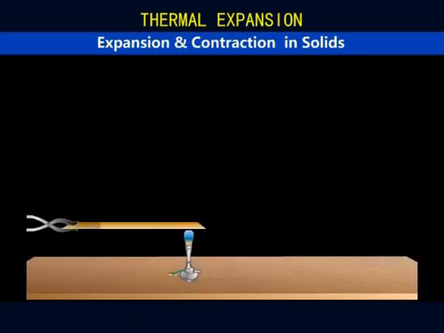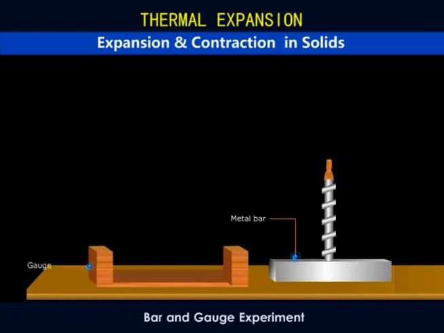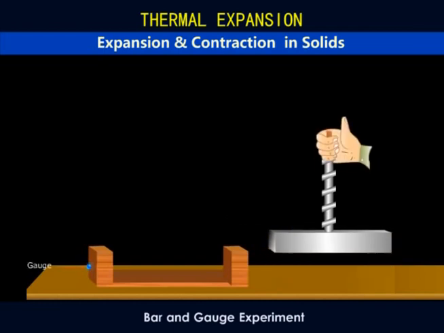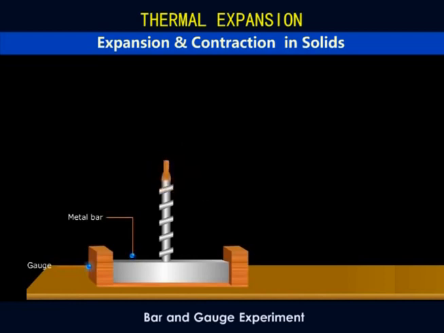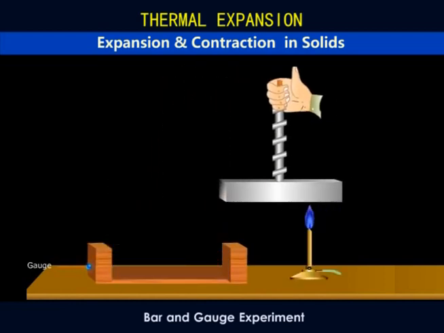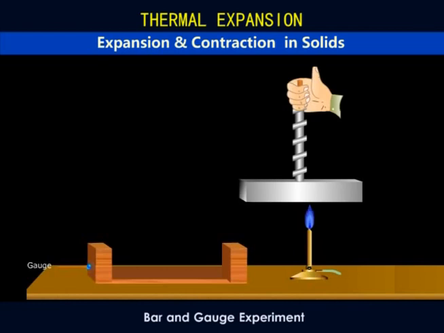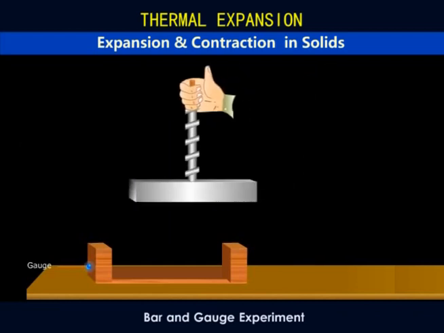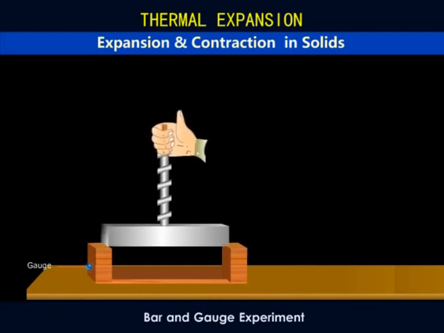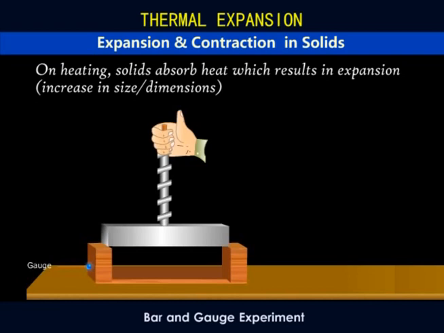When solids are heated, they increase in all dimensions, including length. Consider this metal bar and a gauge on your screen. The two are made such that the bar fits precisely in the gauge. Now we take the bar out and heat it for some time. We try to fit it into the gauge, and we see that it doesn't fit now. This is because the bar has expanded in all dimensions, including its length, and can no longer fit in the gauge.